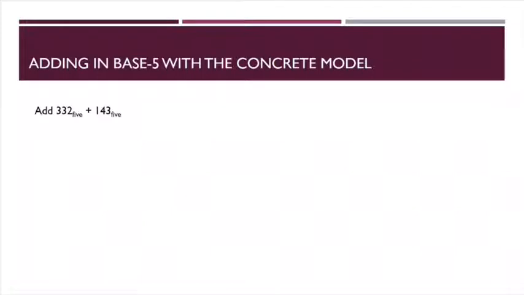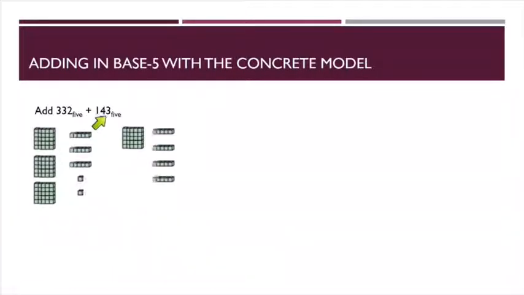So we start by drawing the units, longs, and flats that we need. So 332 would be 3 flats, 3 longs, and 2 units. And 143 would be 1 flat, 4 longs, and 3 units. And again, we're in base 5, so notice that a long is a 5 by 1 set of units, and a flat is a 5 by 5 set of units. And now let's see what we can combine. And I think it's a good idea to always start with the units and work your way across. It seems like the most efficient way to do it.